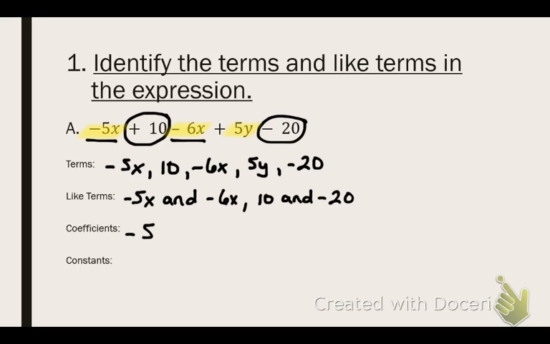Okay, now listen, I heard 10. 10 is not one because that's not attached to a variable, okay? The coefficient is only the number part of a variable term. So we had negative 5, then I heard negative 6, and the final one was? 5. Regular old 5. A constant. That was another vocab word that we learned.